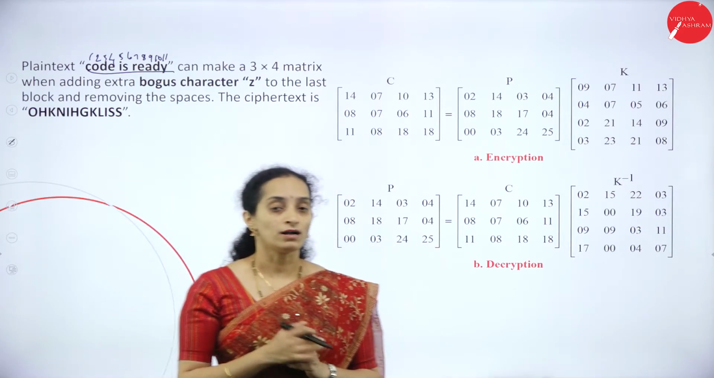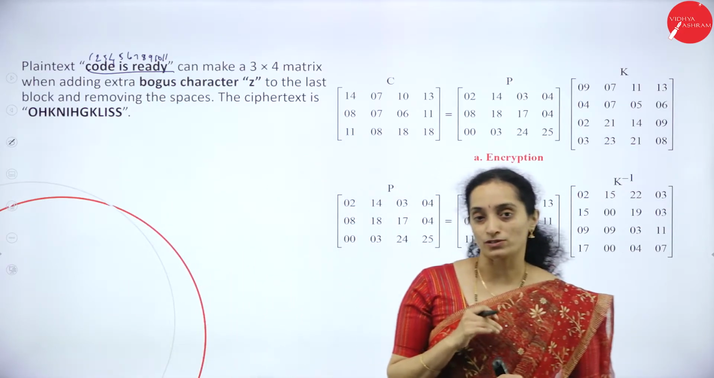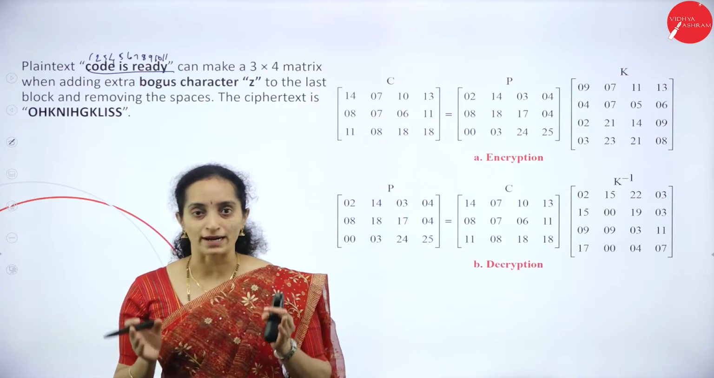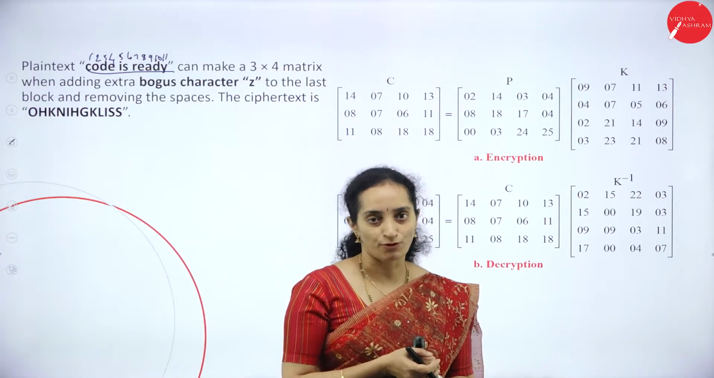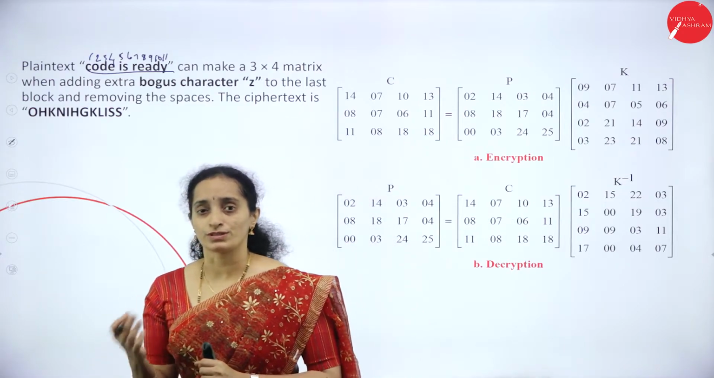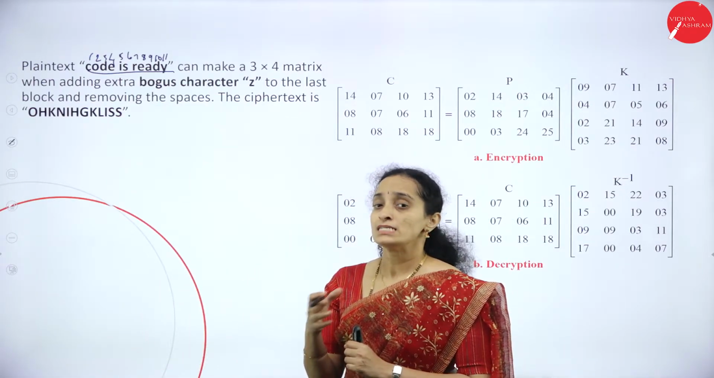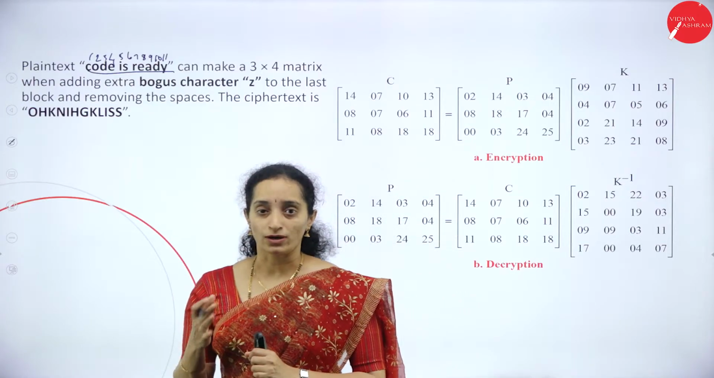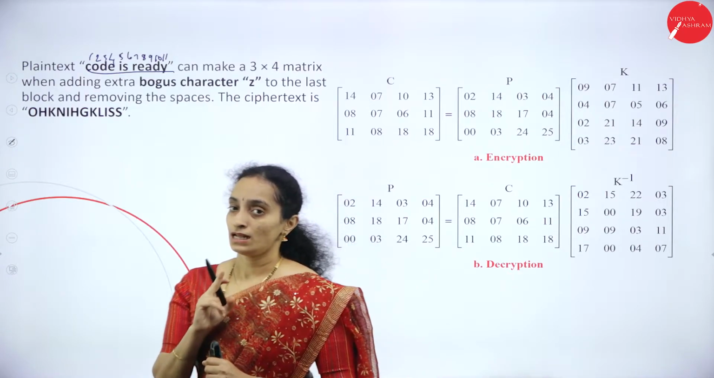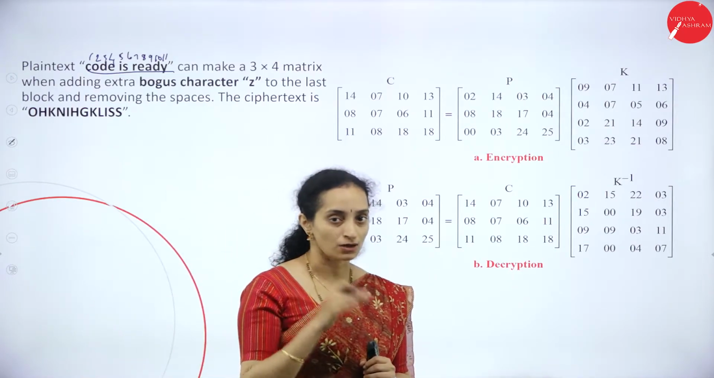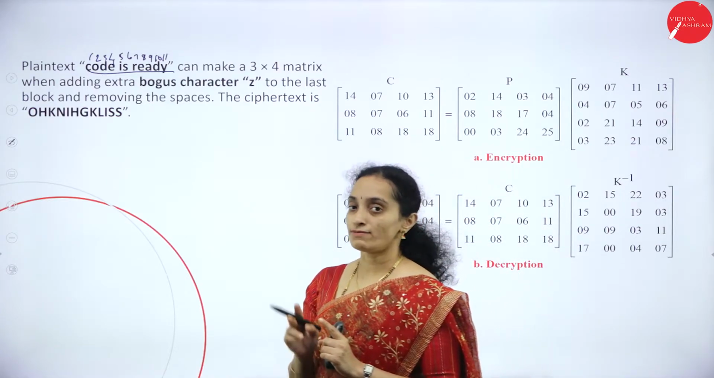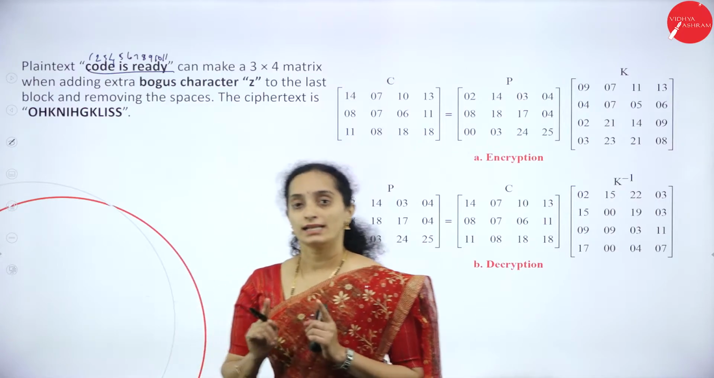Since we have an odd number of characters, it is not possible to form a matrix, because any matrix must have an even number of elements, isn't it? Whatever matrix you take, 2 into 3, 3 into 4, 4 into 4, 6 into 6, the product will be even only. That means all the matrices must have an even number of elements in the rows and the columns, isn't it? But our plain text has only 11 characters.